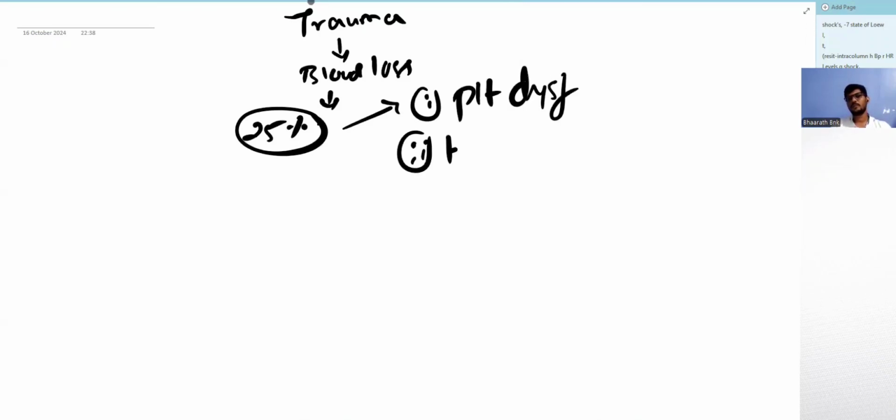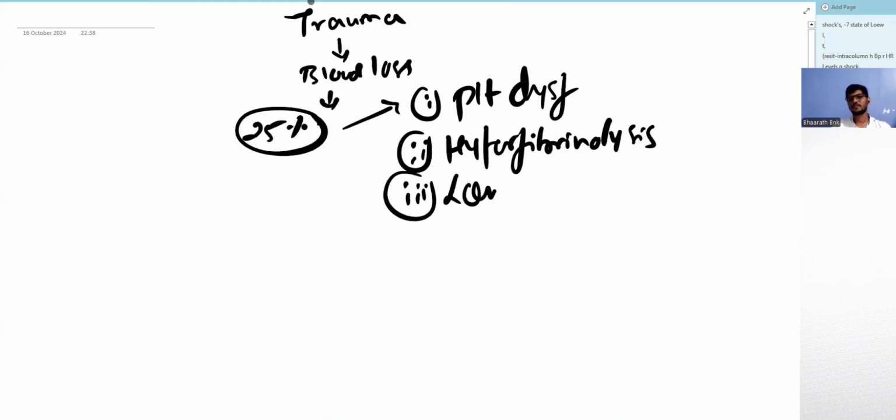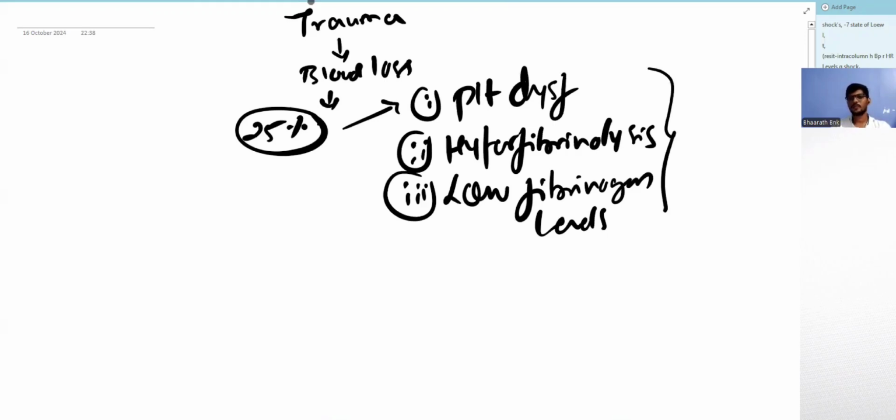They develop hyperfibrinolysis, and they develop low fibrinogen levels because of some genetic issue. Within 25% of these patients, within minutes of trauma, they develop platelet dysfunction, hyperfibrinolysis, and low fibrinogen levels. And when this happens, this is called acute traumatic coagulopathy. So this is acute traumatic coagulopathy.